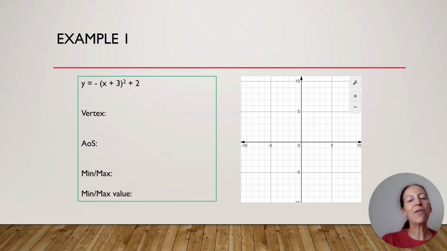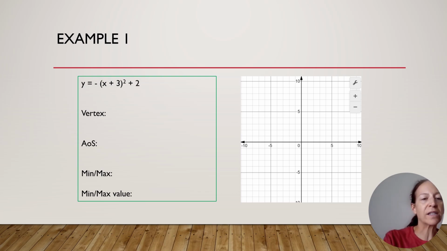So here's how I would approach this problem. I'm asked to state the vertex, the axis of symmetry, the minimum or maximum, and the minimum or maximum value. We just want to make that distinction between the minimum or maximum being the point, and the minimum or maximum value, which is the y coordinate.